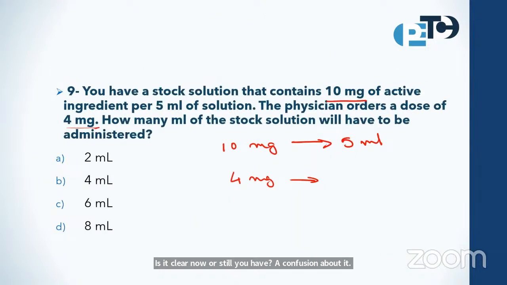Okay, so again, question number 9 here is a very easy and direct question. Here we have 10 milligrams of the drug present in 5 milliliters. The 4 milligrams are present in how many milliliters? Just crisscross. It will be 2 ml. A very easy and direct question. Some questions on the exam will be like this. Don't worry about the calculation at all.